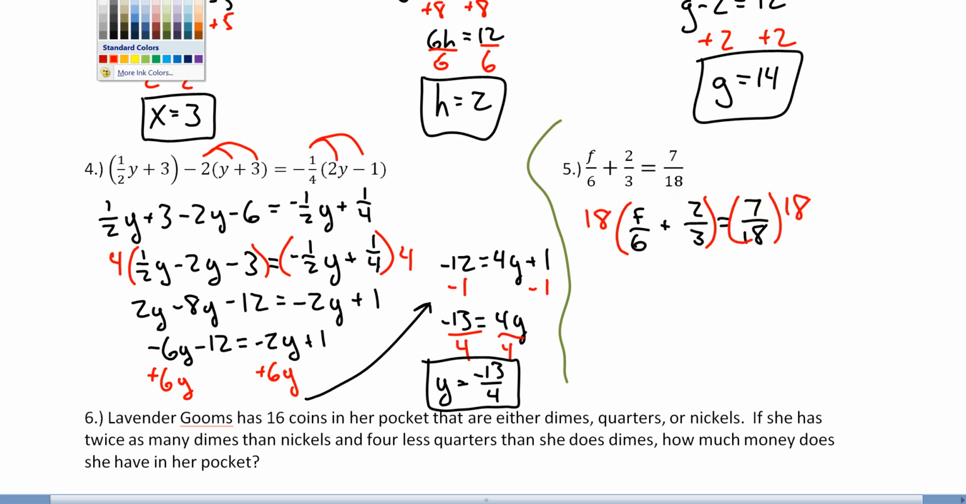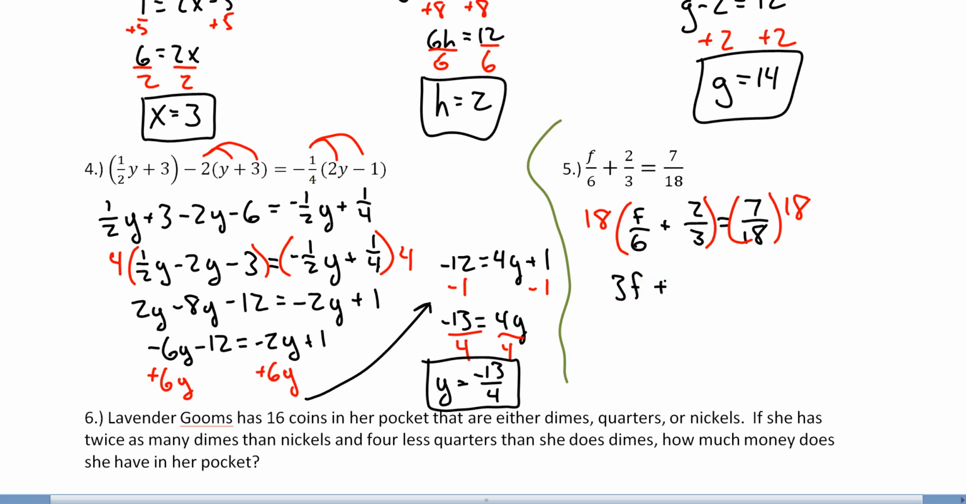All right. And once again, when I'm multiplying this, I have to distribute on that first side. So 18 times the f over 6. Keep in mind that a fraction bar is just a division bar. Okay. So when I see f over 6, it's like 1f over 6. It's like times 1 divided by 6. So 18 divided by 6 is a 3. So it's just 3f.